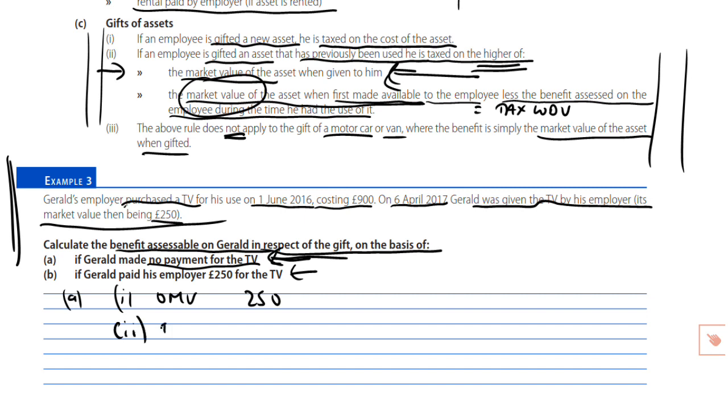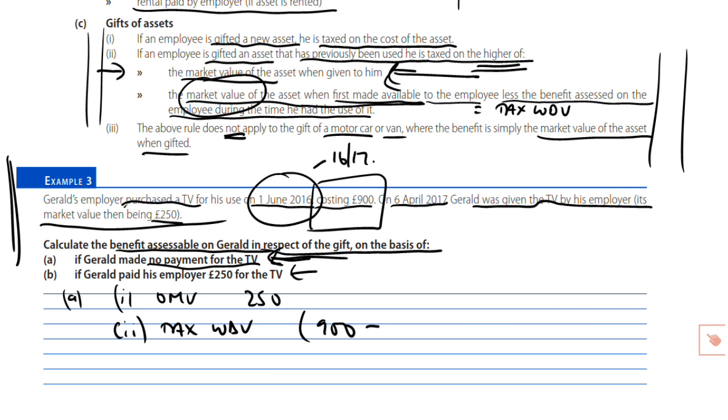Secondly, and the one that is more complicated because you've got to do a working here, is its tax written down value. Now what would that be? That would be the original value when first supplied to the individual, which would almost inevitably be the cost. How much did they pay for it? And they immediately get it for the use of the individual. So that's £900, less any assessable benefits taken. So when was it first available? 1st of June 16. So the first tax year in which an assessable benefit would have arisen is 16-17.